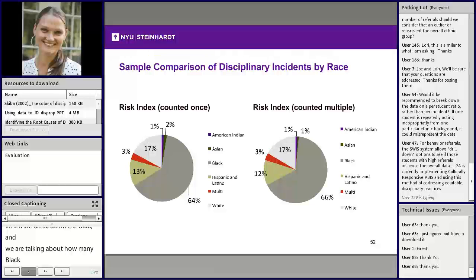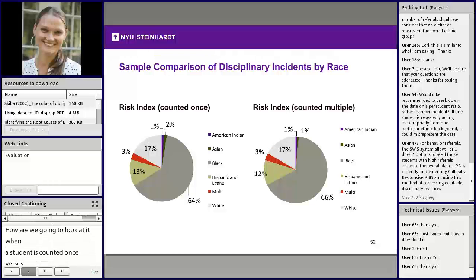So when we break down the data and we're talking about how many Black students have been referred for a disciplinary incident, right? So that's the risk index. We're saying here's a particular outcome for a particular group. How do we make sense of these disparities? How do we make sense of it in terms of the composition of the district? And how are we going to look at that? And again, how are we going to look at it when a student's counted once versus when they're counted multiple times in our data?